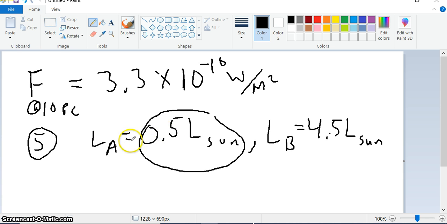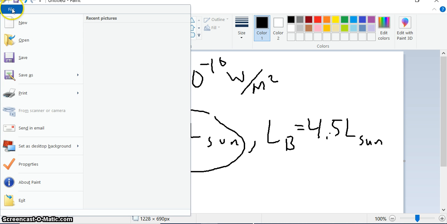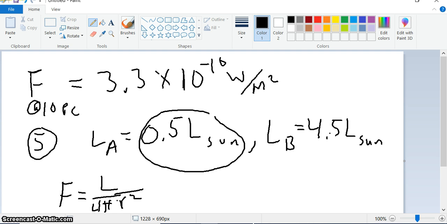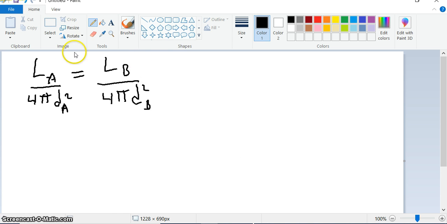So the luminosity of A is 0.5, and the luminosity of B is 4.5. By the way, the main equation we're going to use is the flux equation, which we just had. In general, flux is equal to the luminosity divided by 4 pi r squared, which is just the surface area of a sphere, where r is the distance from that object. We're going to use that with this information to solve number 5.